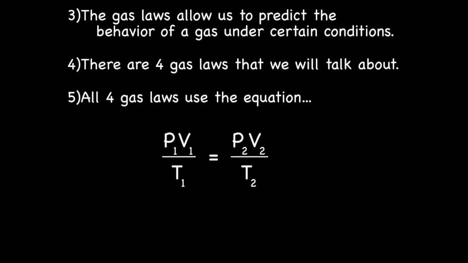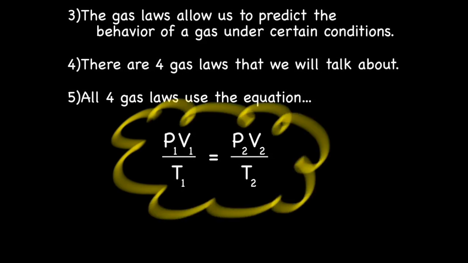Okay, the gas laws allow us to predict behavior of gases under certain conditions. And there are going to be 4 laws we're going to talk about, actually 5, but 4 of the 5 are all going to use the same equation. This guy right here: P1 V1 over T1 equals P2 V2 over T2. So that's pressure 1 times volume 1 divided by temperature 1 equals pressure 2 times volume 2 divided by temperature 2. And the 1 stands for original and 2 stands for the changed or the new.